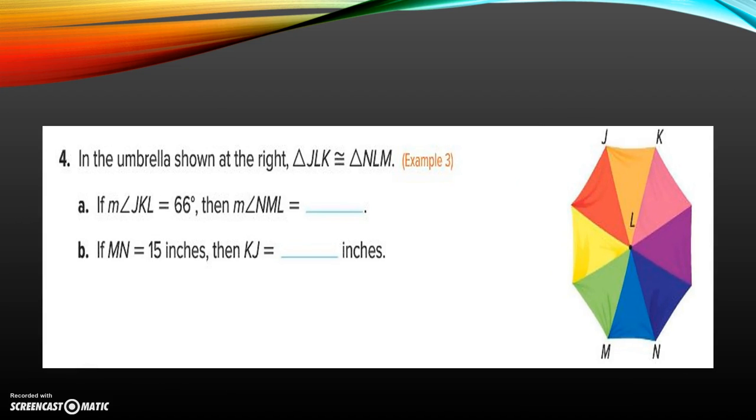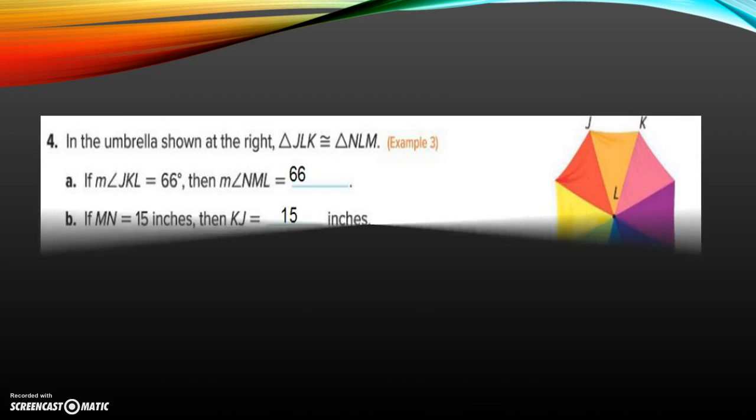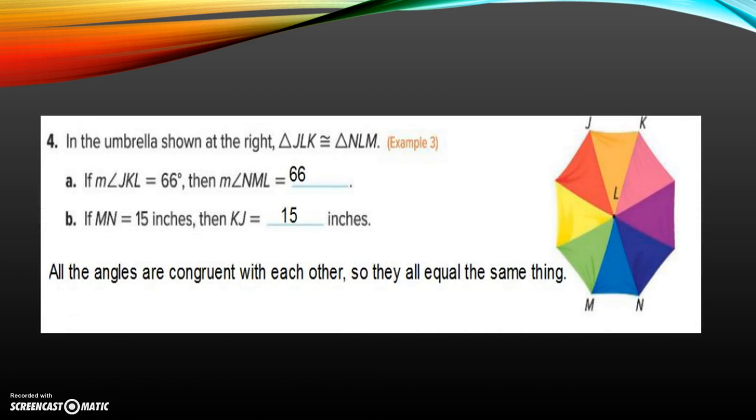In the second problem, in the umbrella shown at the right, triangle JLK is congruent to triangle NML. If the measure of JKL equals 66 degrees, then the measure of NML equals 66 degrees because they are the same measures. If MN equals 15 inches, then KJ equals 15 inches because the lengths are the same. All the angles are congruent with each other, so they all equal the same.